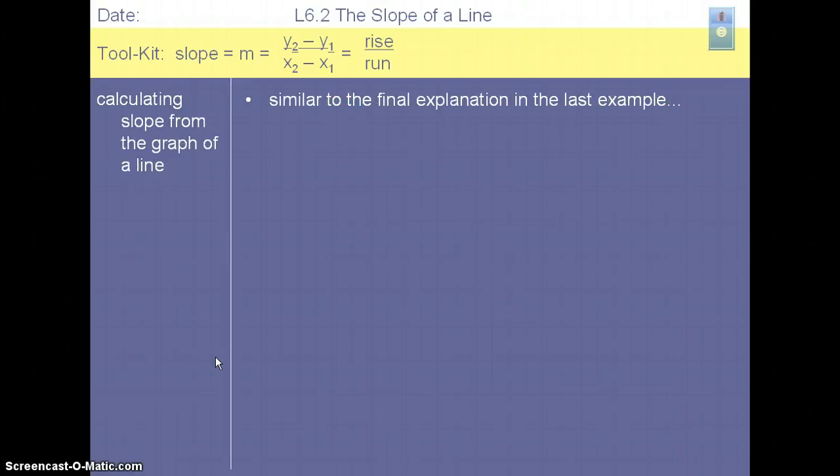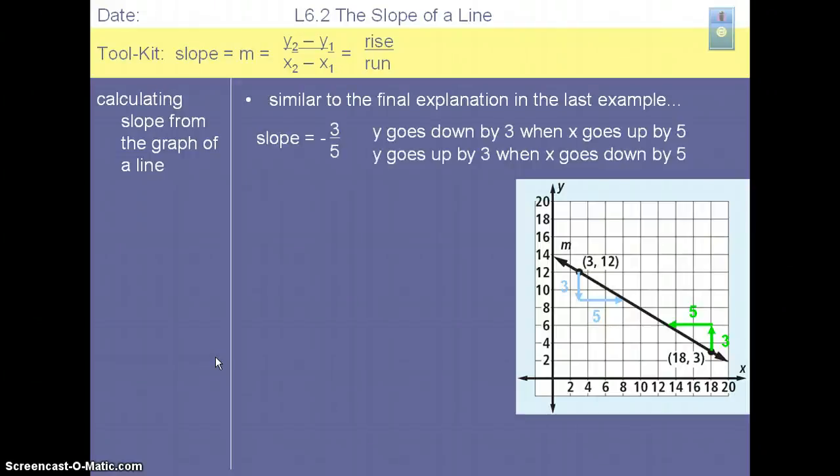Finally, we're going to talk about how to calculate slope from the graph of a line. It's similar to what we saw in the final explanation on the last example, where we said that the slope was negative 3/5 because y either went down by 3 and x went up by 5, or we can see y going up by 3 as x goes down by 5.